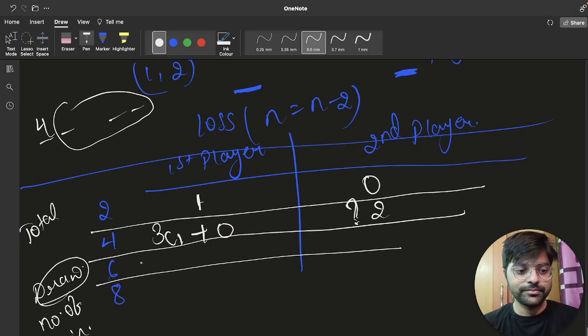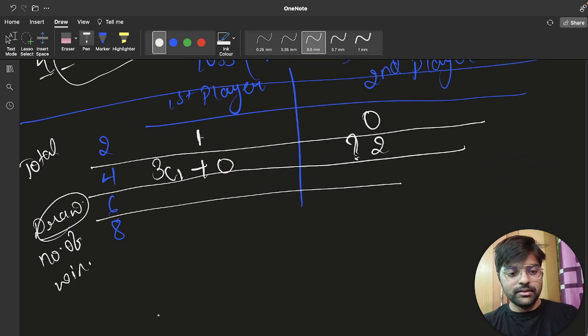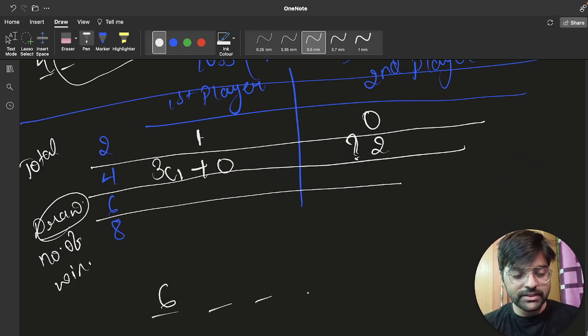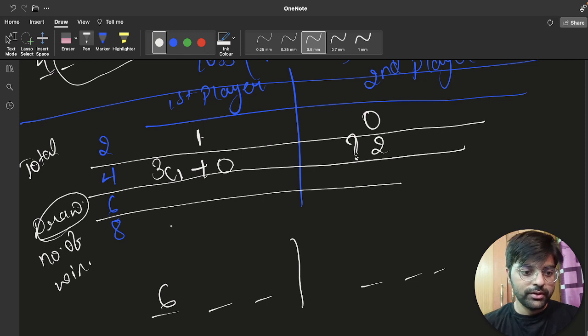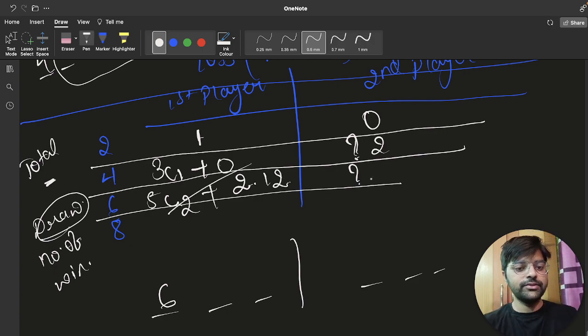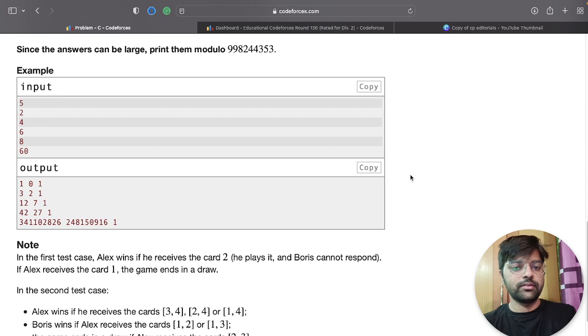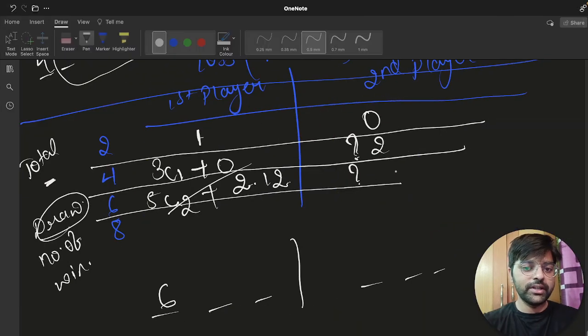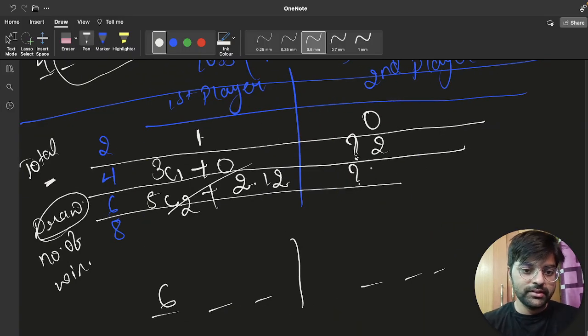Now what will I do? We know that if the first player has got 6, then he will win. So 5C2 plus how many games has he lost? 2, right? And we'll get some value here. How are we getting it? Total minus draw and number of wins. The number of wins is this, so this will give 12, right? This is 12, and this will give me 7. I'm considering that you will calculate that value. So this is 7, right?